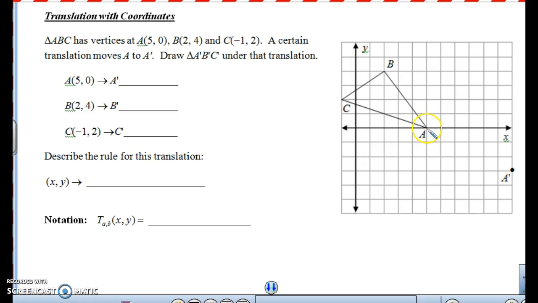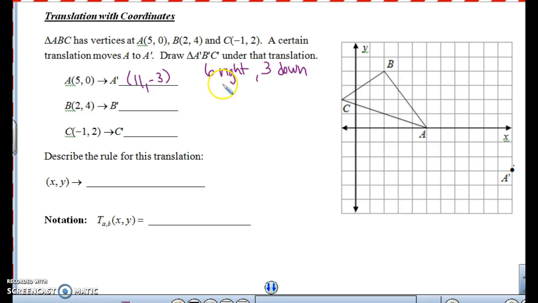All right, let's look at horizontally. To get from A to A prime, we had to go 1, 2, 3, 4, 5, 6 to the right, 1, 2, 3 down. So our rule here is going to be going 6 to the right and 3 down. So A prime, 6 to the right and 3 down, ends up at the point (11, -3). If I count over there, 1, 2, 3, 4, 5, 6, 7, 8, 9, 10, 11, 1, 2, 3. A prime ends up at (11, -3).